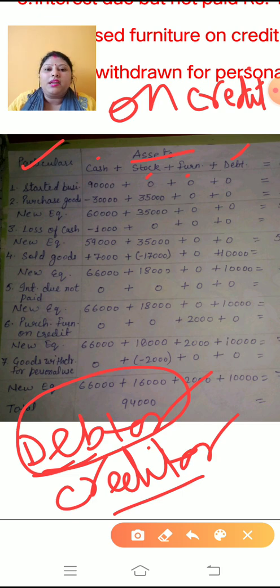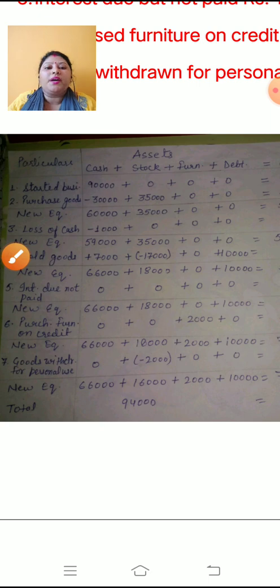And if you are purchasing anything, goods, furniture, fixed asset, anything on credit, then you have to make the creditor column on the liability side. Children, don't be confused in this. When we sell goods on credit, we make the debtor column on the asset side, and when we are purchasing anything on credit, we make the creditor column on the liability side.